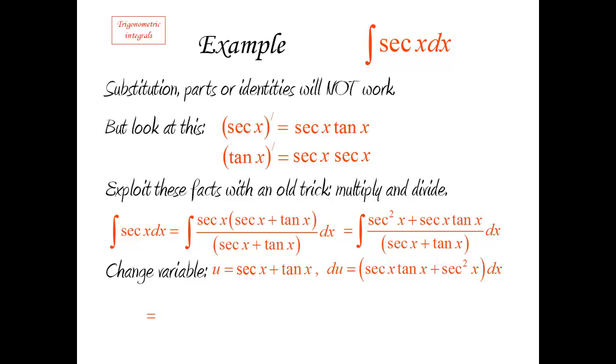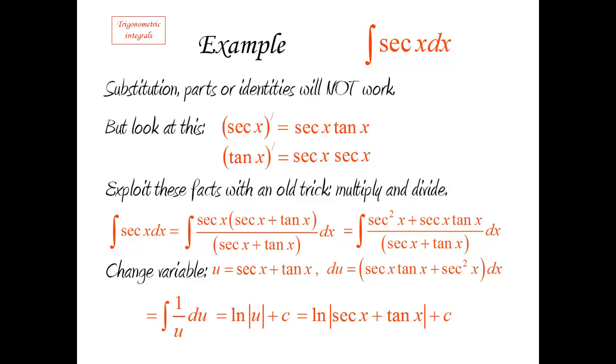So once we do the substitution, our integral becomes simply the integral of, well, the whole numerator times dx, that's all du. So we're just left with the 1 on top, and the denominator is our u. So that's just the integral of 1 over u du, which we know to be the logarithm of the absolute value of u. And now all we have to do is switch back to secant plus tangent, and here you have it. Would you have guessed that this was going to be the antiderivative for secant x?